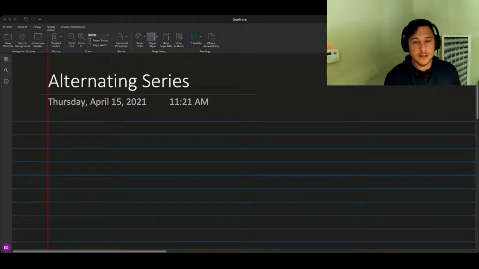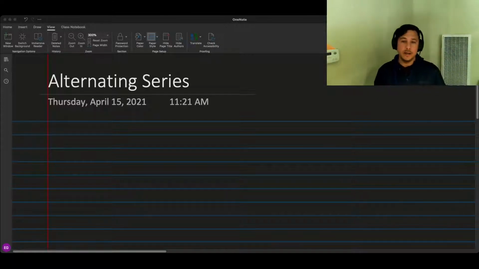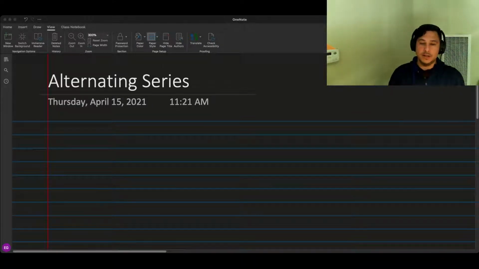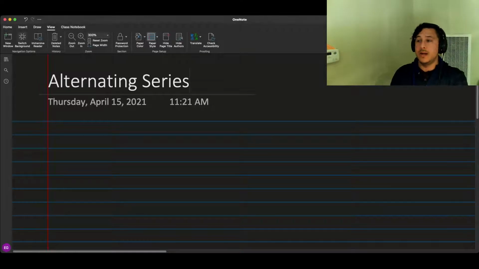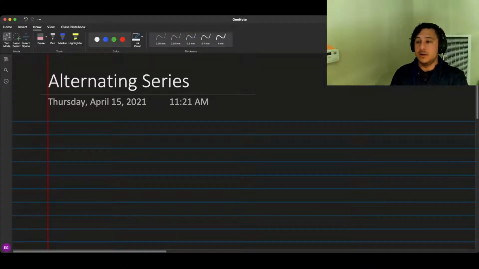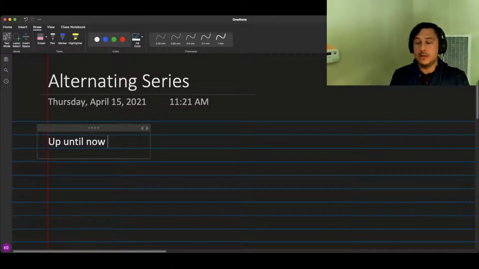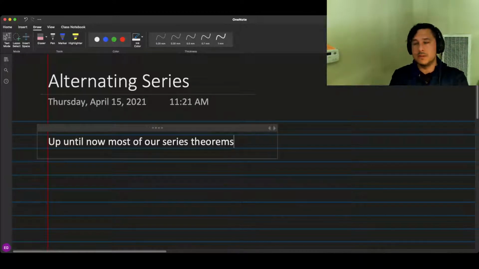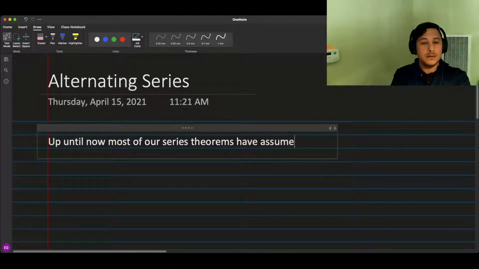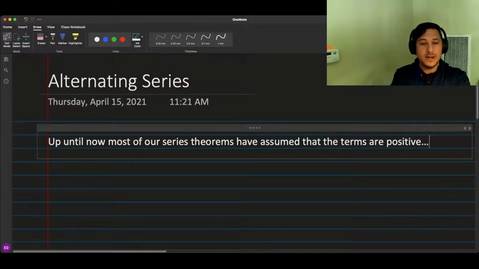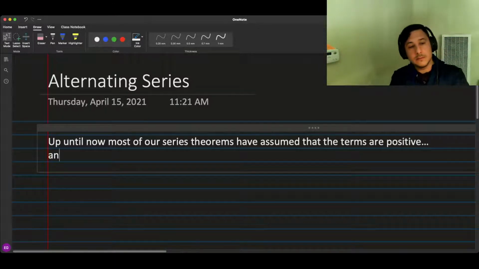So we are learning about a new type of series, which is called the alternating series. And one of the things that I should point out, and hopefully you have in your notes, is that up until now, most of our series theorems, in other words, those rules we have about calculating series, have assumed that the terms are positive, and usually also that they're decreasing.